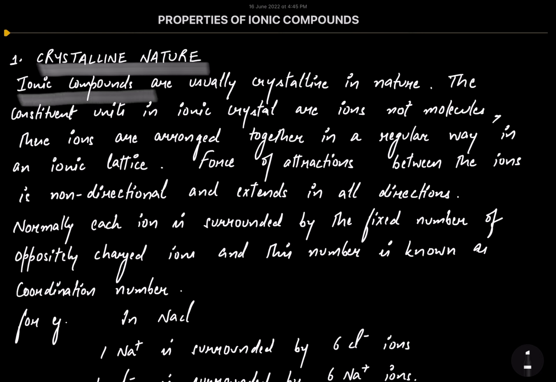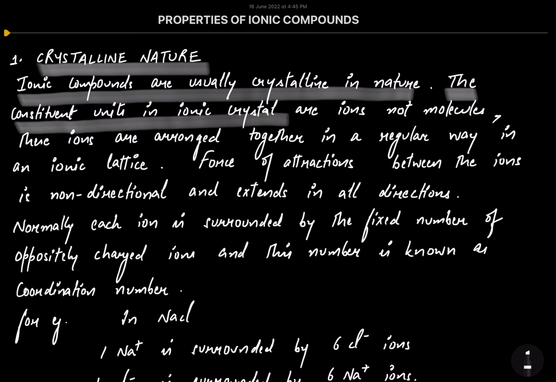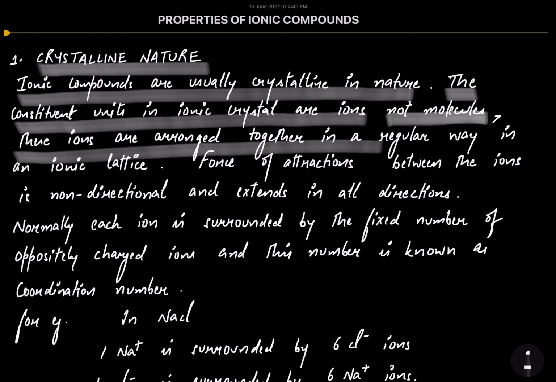The ionic compounds are usually crystalline in nature, that is, they form this solid lattice. The constituent units in the ionic crystals are ions, that is, cations and anions, but not molecules. These ions are arranged together in a regular way in an ionic lattice. I have shown you this in the previous video in which I have drawn the lattice of NaCl.